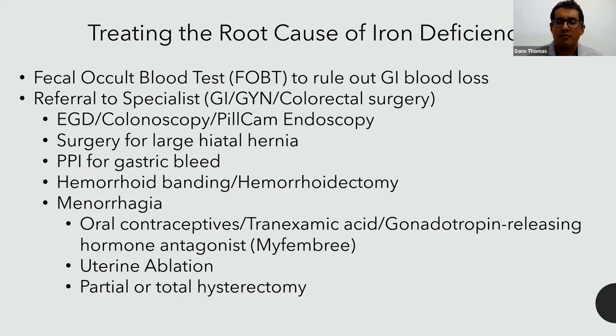One of the things that I recommend for providers to do as a routine, if they find iron deficiency in their patients, is to order a fecal occult blood test, which is an easy test to rule out GI blood loss. And if it's positive, we'll refer to GI.